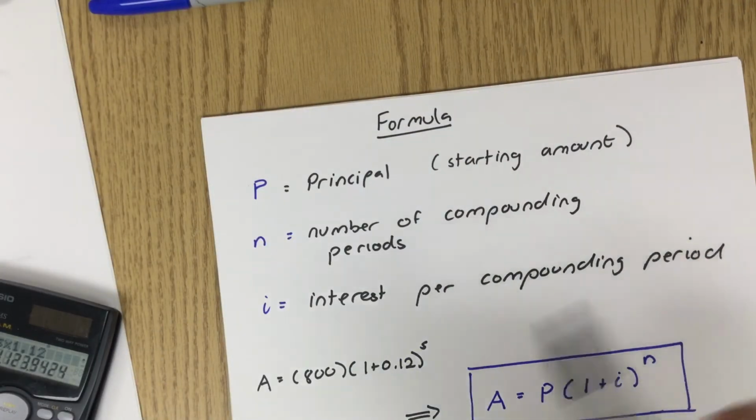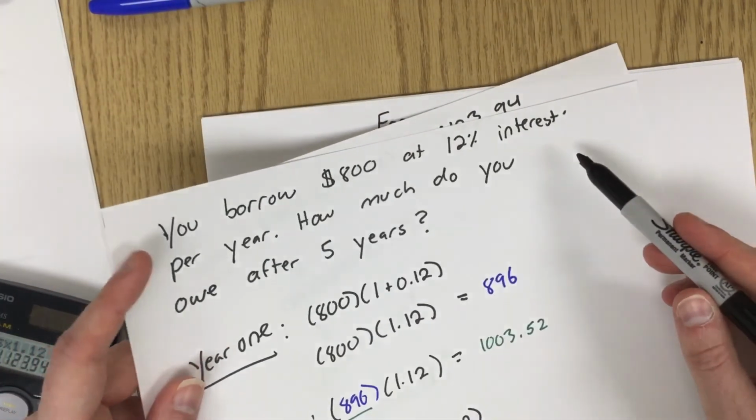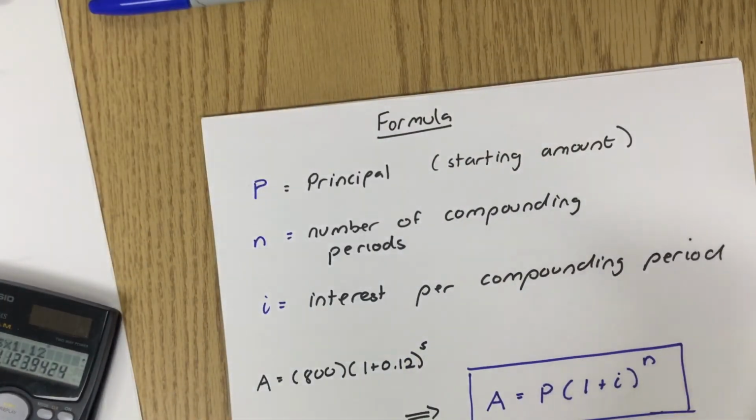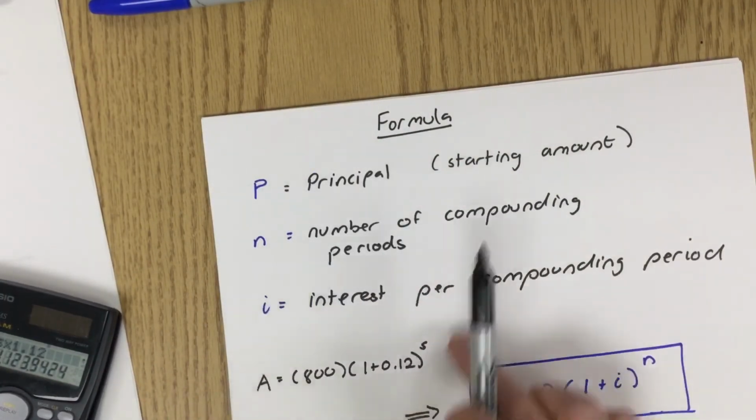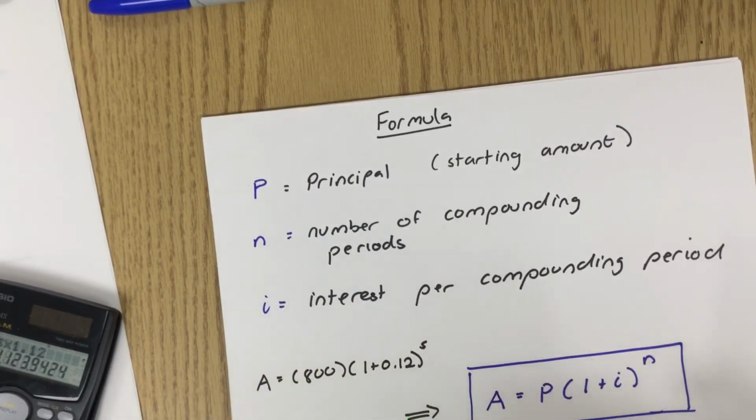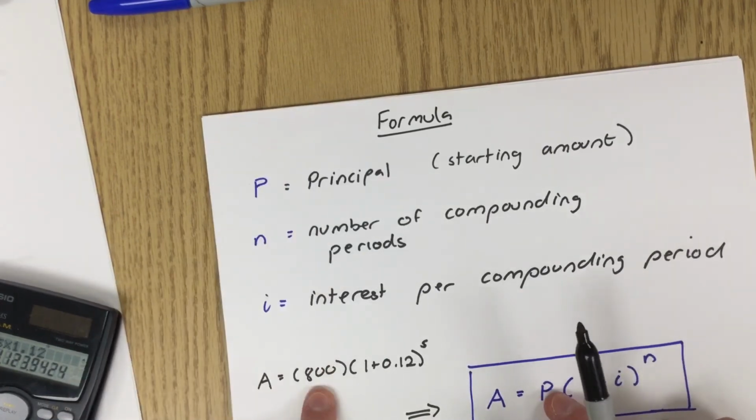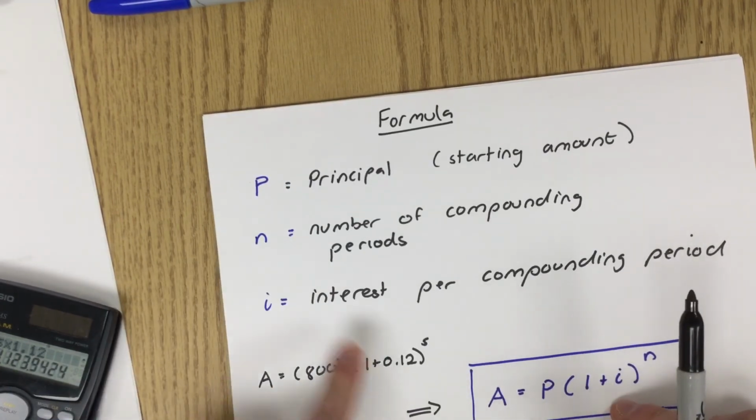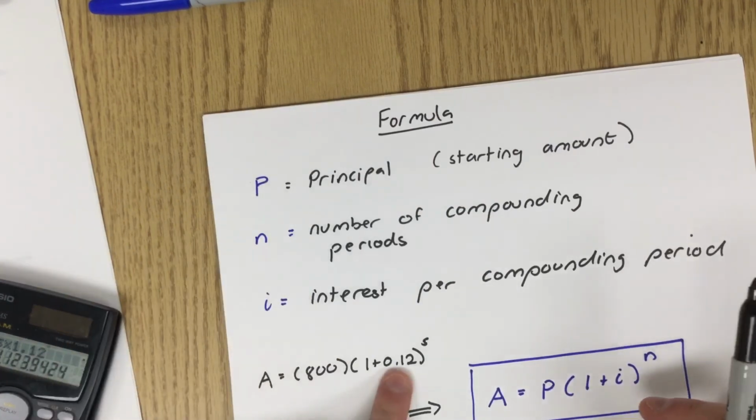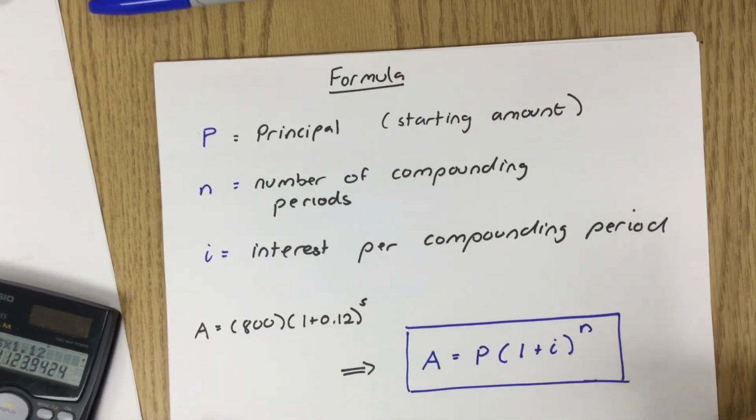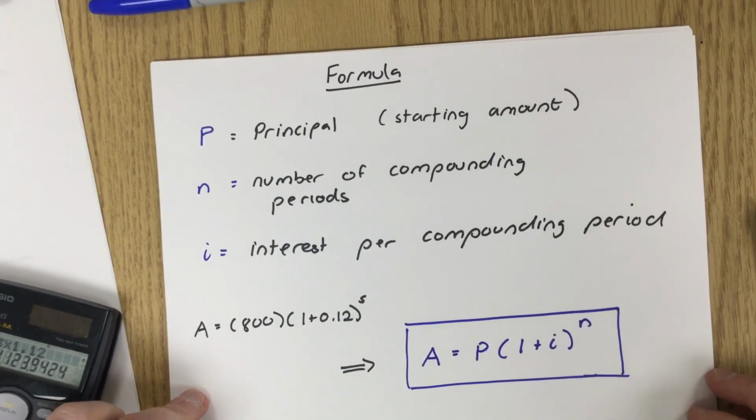And then I is going to be the interest per compounding period. So the interest was 12% per year, and we compounded every year. And so the interest per compounding period was 0.12. And remember, this was the formula we got at the end for the 5 years. 800 was our starting amount, so that's our P. 1 plus I is the interest per compounding period. So this over here is going to be our formula for compound interest. And then we're going to now apply it to a bunch of different examples.